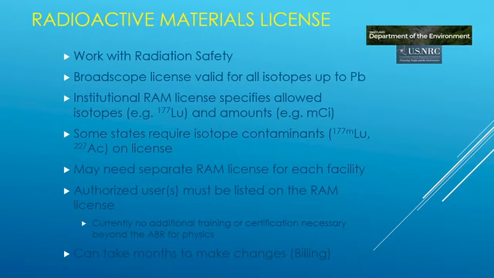Be careful, some states also require that you have a license for the isotope contaminants. So lutetium-177 has a lutetium-177m contaminant, actinium-225 has an actinium-227 contaminant, and those are sometimes required. Again, you need to check with your individual state. You may need a separate license for each facility. If you have multiple facilities, authorized users must be listed on the radioactive materials license.